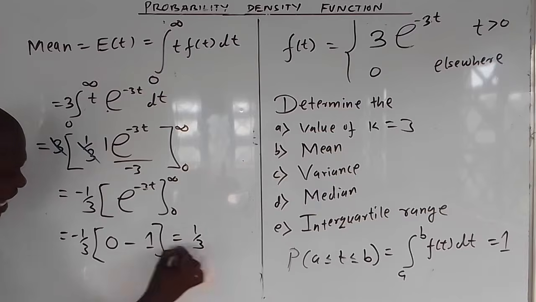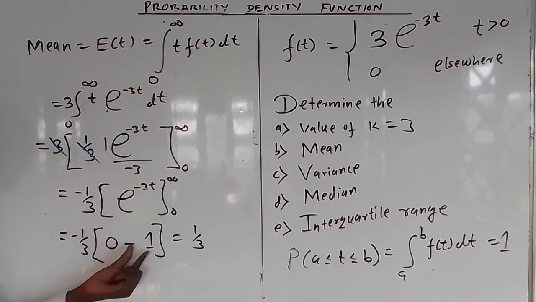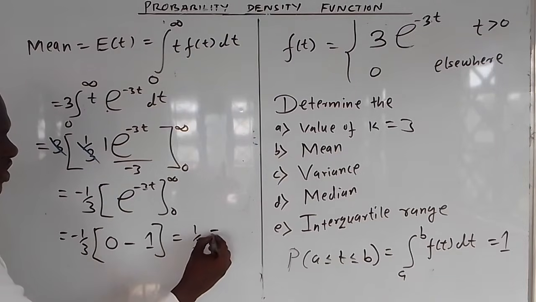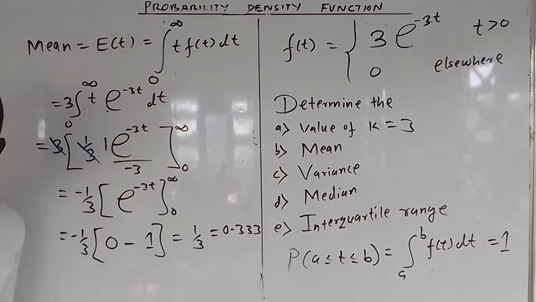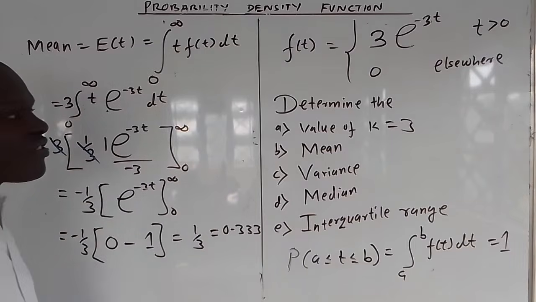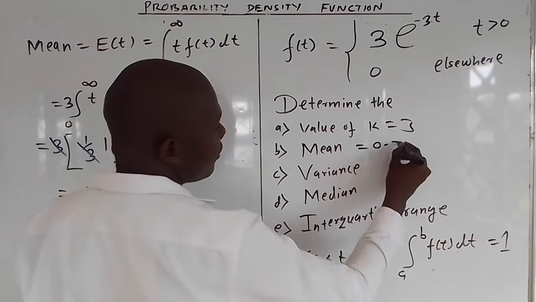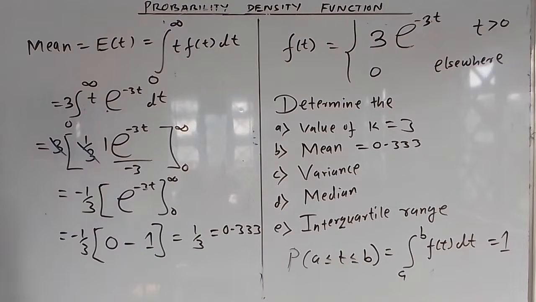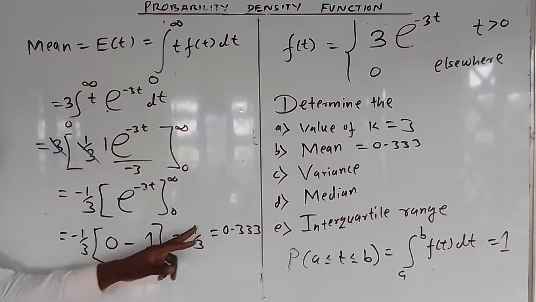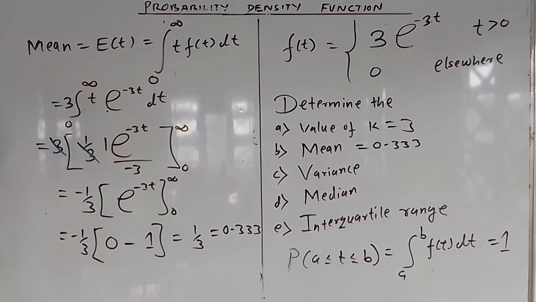So what do you get to be the answer? 0 minus 1 is negative 1. Negative 1 times negative 1 over 3 is 1 over 3, which is 0.333. Are we together? 0 minus 1 is negative 1. Negative 1 times negative 1 over 3 is 1 over 3, which is 0.333. Are we together there? Move to the next one.